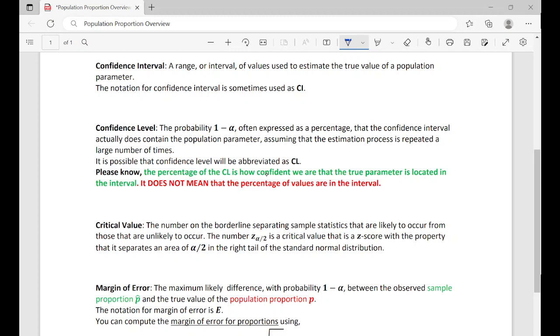When we have a confidence level, when we say we are 95% confident, or 90% confidence level is what we're looking for, that is how confident we are that the true parameter, whatever it may be, is located in the interval. So between some number and another number, we're 95% certain that it's there. What it does not mean is that 95% of the values are located in the interval. It just means that we are 95% confident, or however confident we're trying to be for a particular question, that the true parameter is in the interval somewhere.